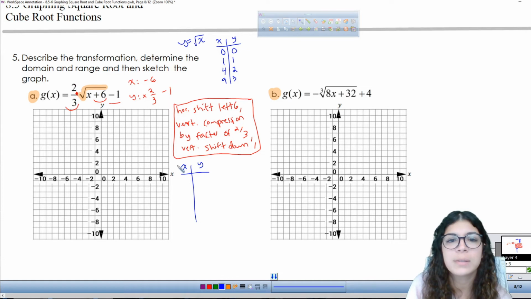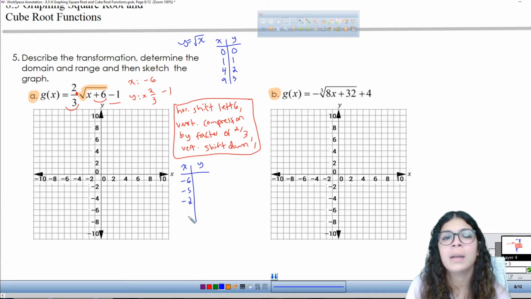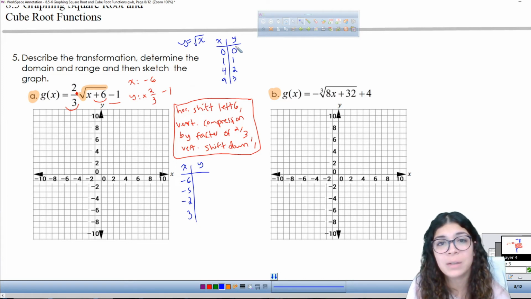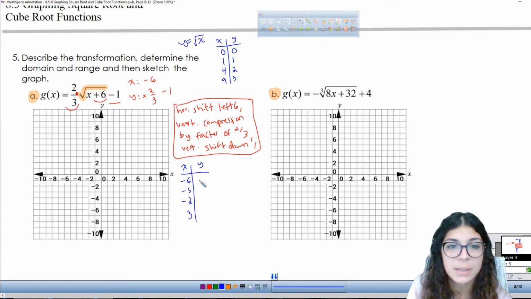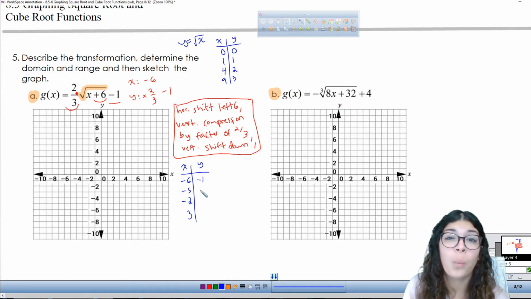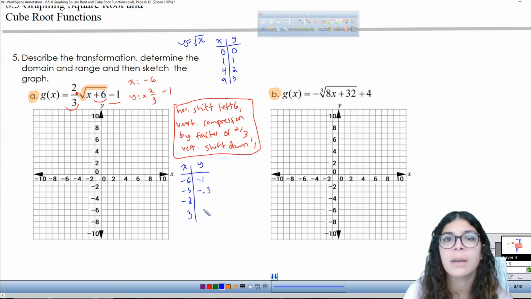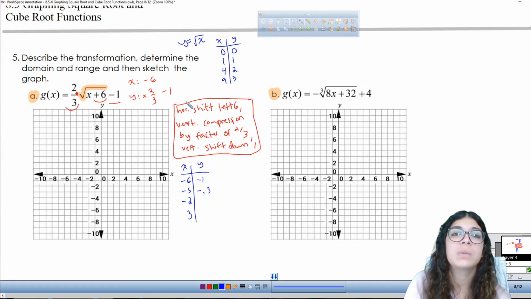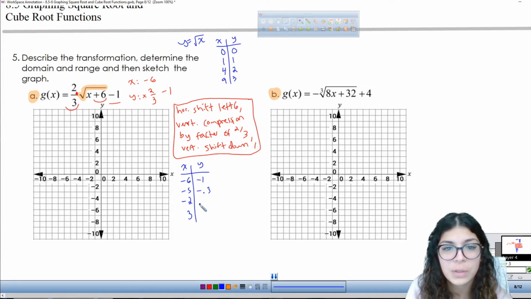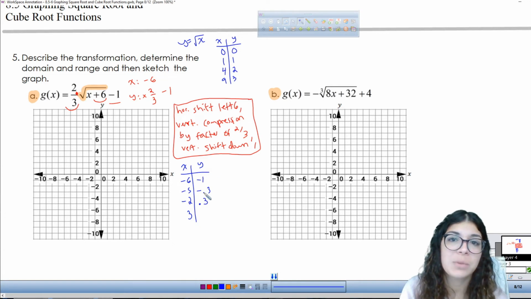So subtracting 6 from each one, 0 minus 6 is -6, 1 minus 6 is -5, 4 minus 6 is -2, and 9 minus 6 is 3. Okay. What's happening to y? Multiply 2/3, then minus 1. So 0 times 2/3 will be 0. 0 minus 1 is -1. 1 times 2/3 is 2/3. Minus 1 will be -1/3, which is -0.3-ish. And I'm writing it as a decimal because we're going to be using it to graph. And then next, 2 times 2/3 is 4/3. Minus 1 will be 1/3 positive. So that's 0.3. And then lastly, 3 times 2/3 is 2. 2 minus 1 is 1.